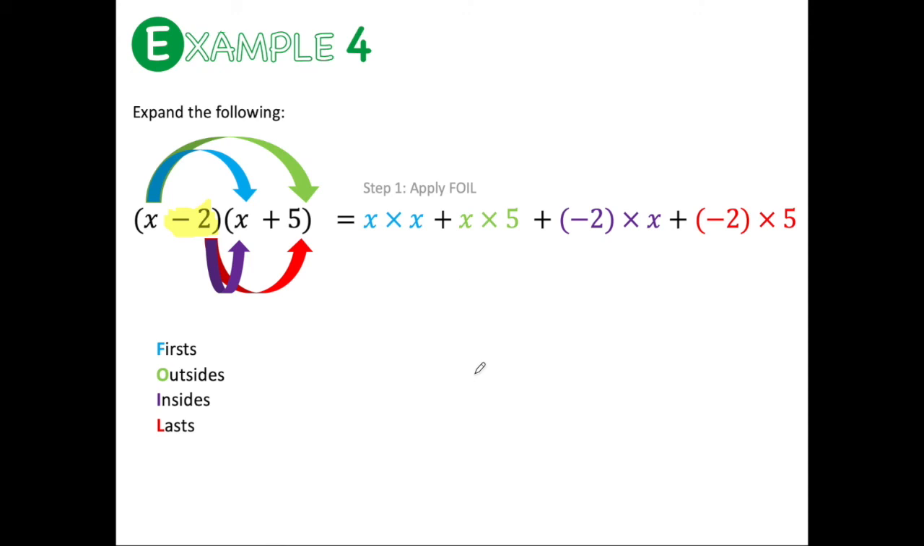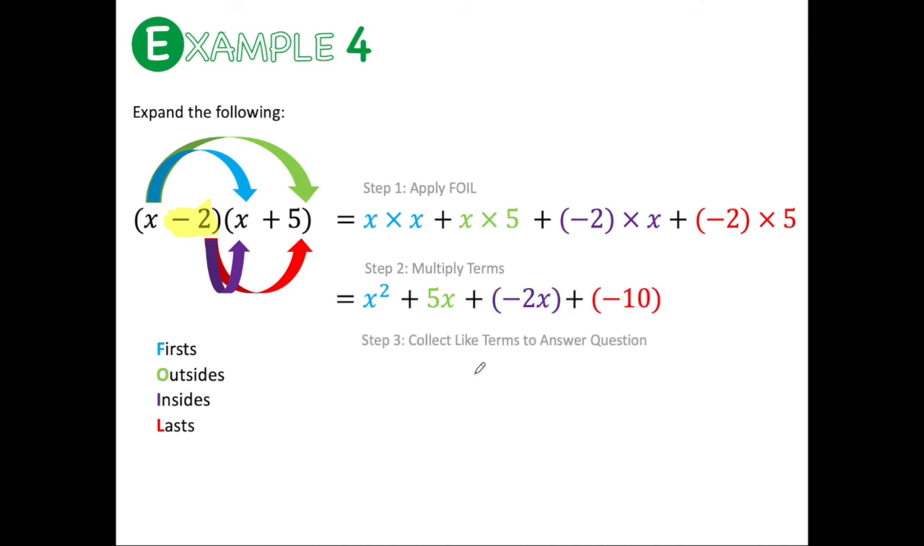Then I'm going to start to simplify by multiplying my terms together. So x squared plus 5x plus negative 2x plus negative 10. Having a look at what like terms I can collect, I've got a 5x and a negative 2x. So when I add 5 and negative 2 together, I get 3, so I'm going to have 3x. So my final answer is going to be x squared plus 3x minus 10.